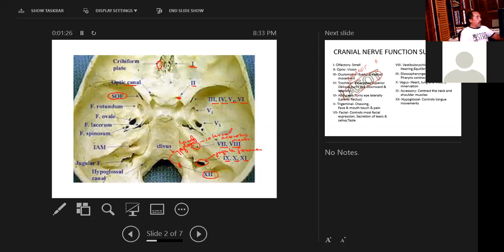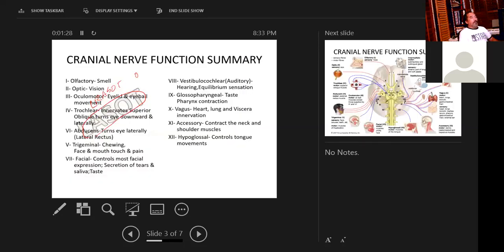Okay, so we finished with that one. And these are the functions. Remember the mnemonics, LR6 SO4 and the rest, in order to determine which cranial nerve innervates a specific muscle of your eye. That's for cranial nerves 3, 4, and 6.